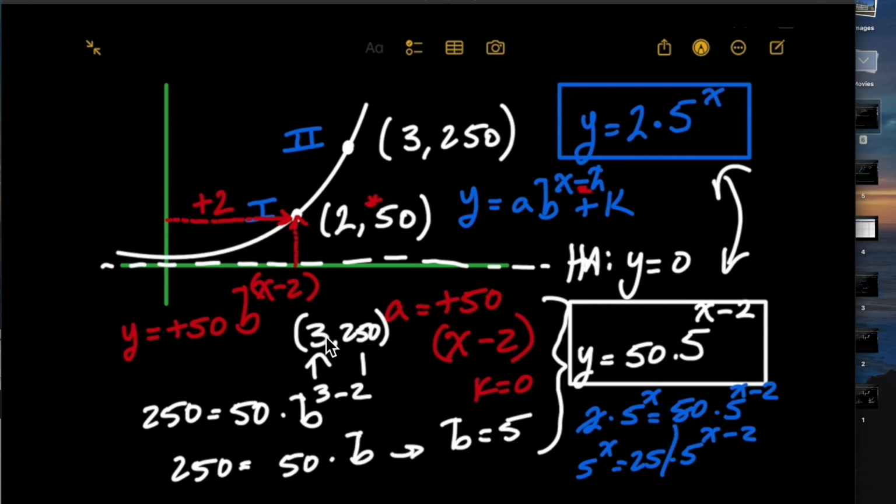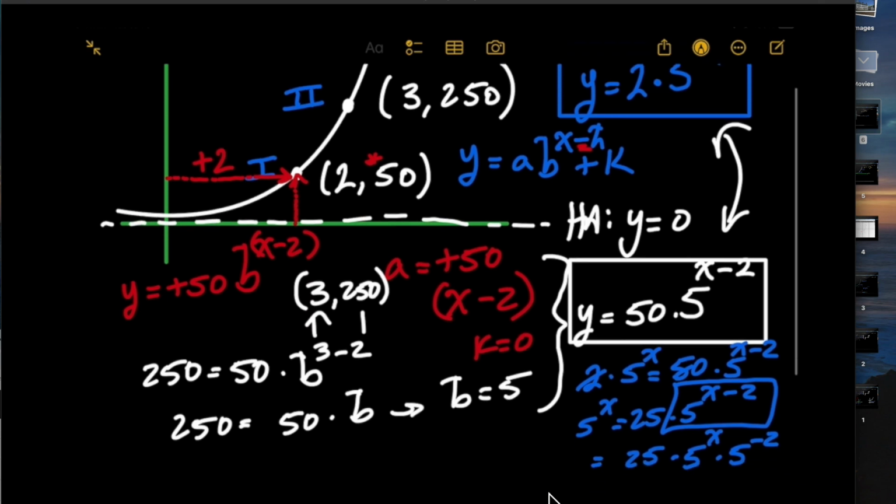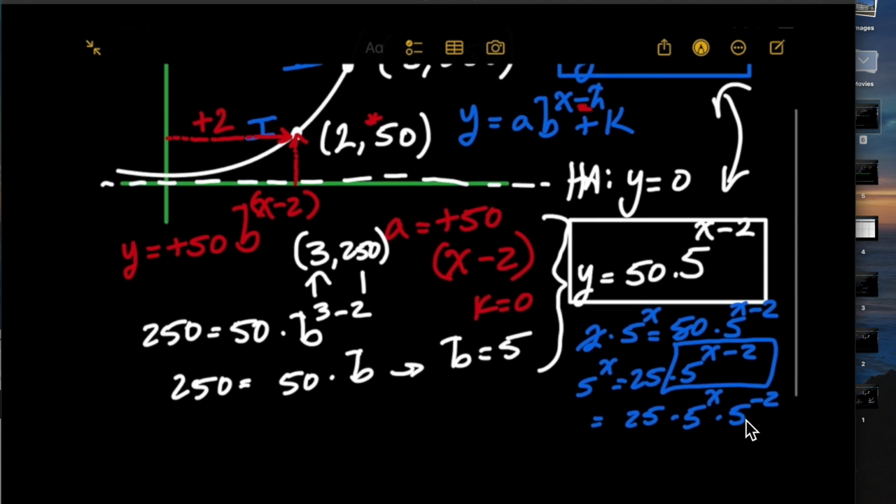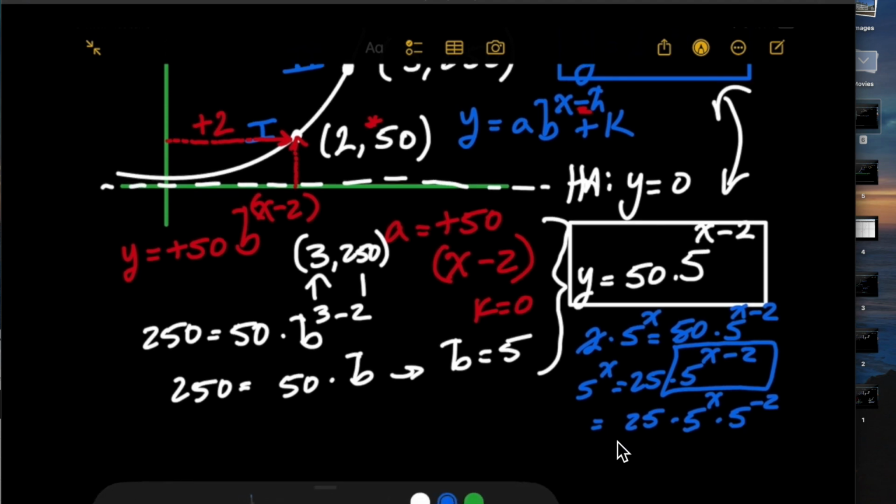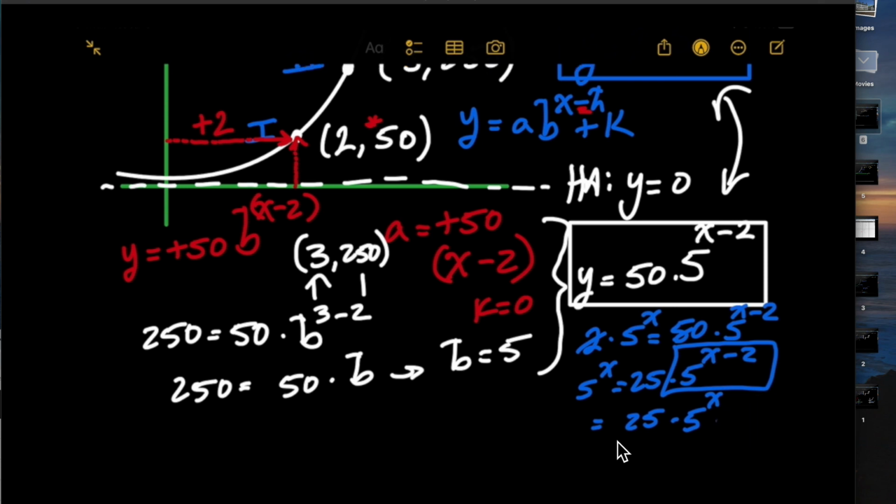Now, folks, we can rewrite this as 25 times 5 to the x times 5 to the minus 2. Recall when you're multiplying and the bases are the same, you keep the base and you add the exponents. When we do that, 5 to the negative 2 is indeed 1 over 25. So I'm going to erase this and put that in the denominator of 25. And when we do that, the 25s cancel out, and we get 5 to the x equals 5 to the x.